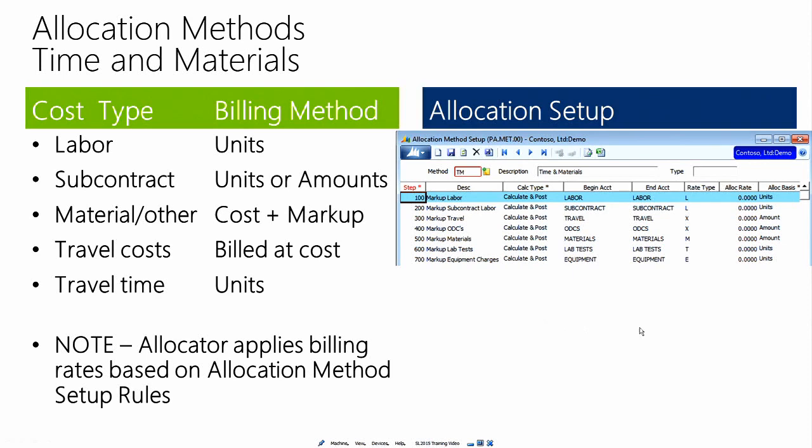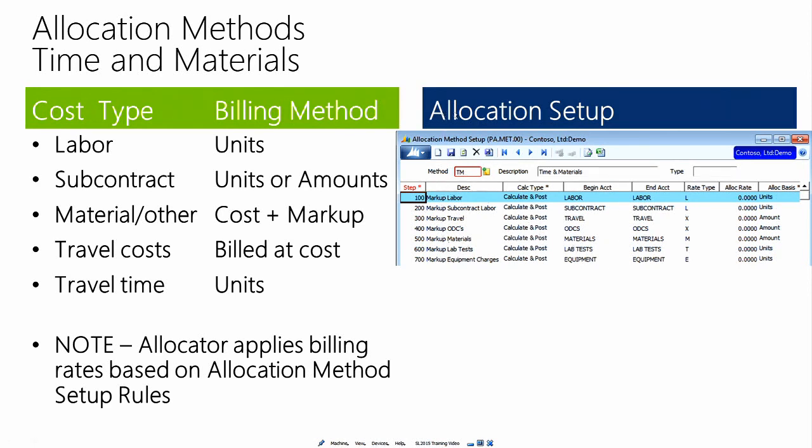We also will have materials or other direct costs, and typically we would have these costs and we would mark them up by some kind of percentage. Then we could have travel costs that are billed at cost normally and travel time. So Allocator will be used to apply the billing rates based on the allocation method and billing rules.